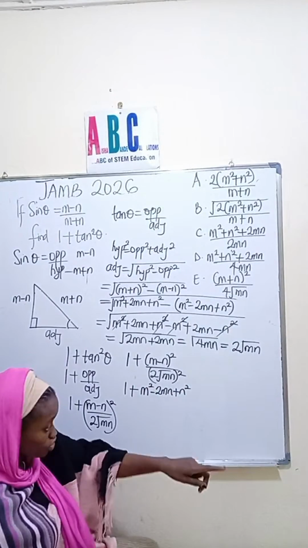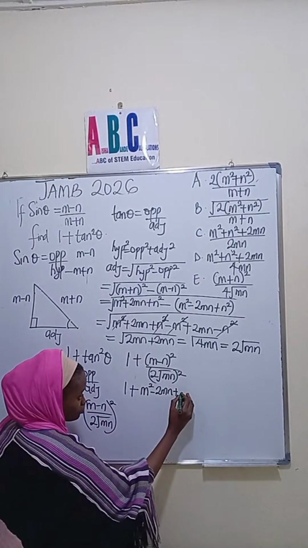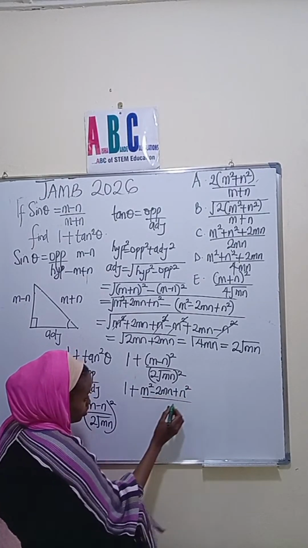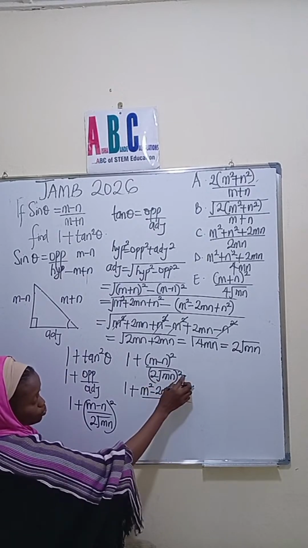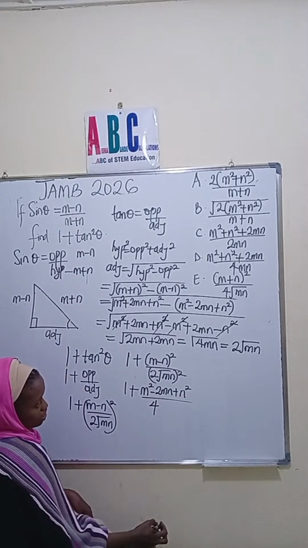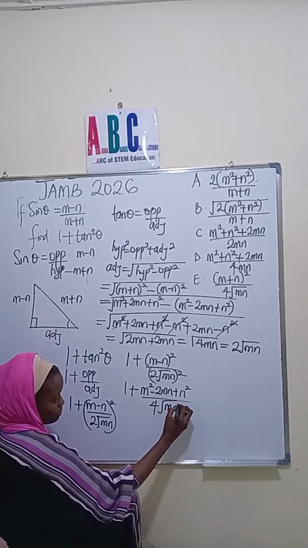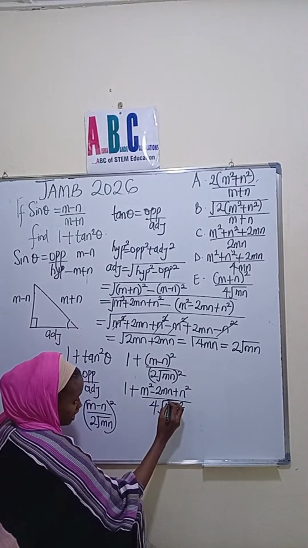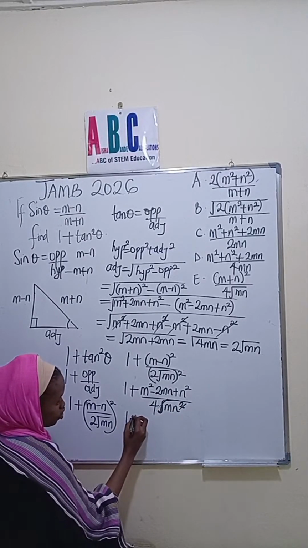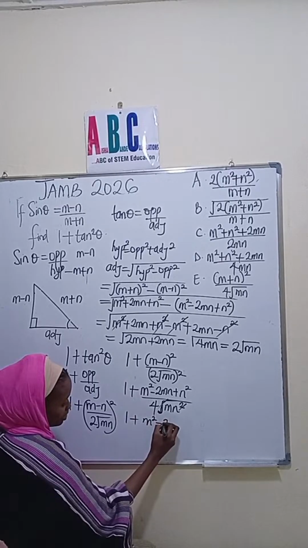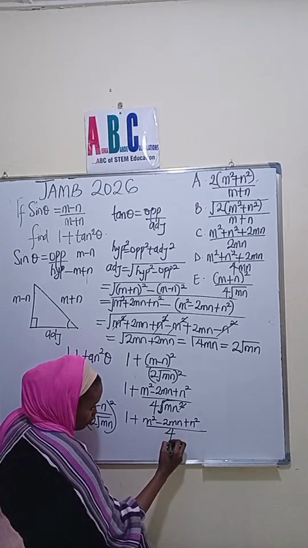The reason why I don't want to show how to do it is I've done this like 3 times now. So I don't have to show this again. Divided by 2 root mn squared. What can happen here? 2 squared is 4, right? Then root mn squared. Let's do it step by step so people don't get confused. The square will not cancel the square root. So we have 1 plus m squared minus 2mn plus n squared all over 4mn.